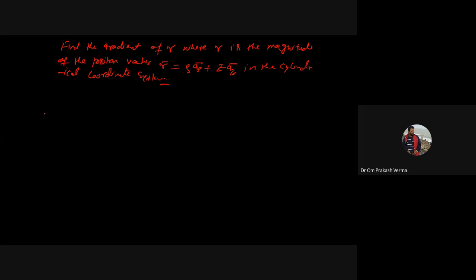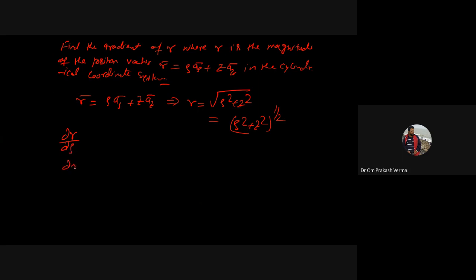Okay, so you know the r vector is given as rho a_rho plus z a_z. Based on this you can find the magnitude also. This is rho square plus z square, the whole to the power 1 by 2. You can find del r by del rho, del r by del phi, and also del r by del z. So when you find this, it will come rho by r, 0, and z by r.